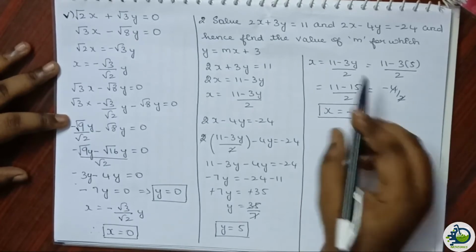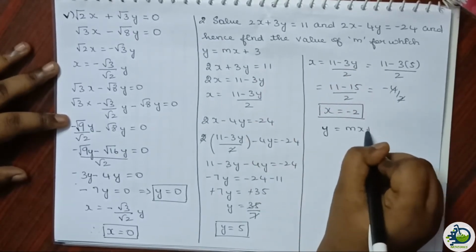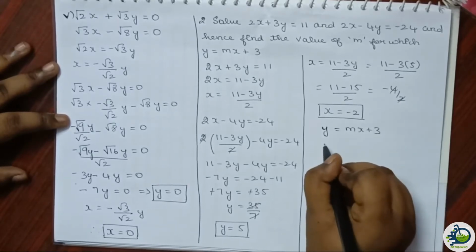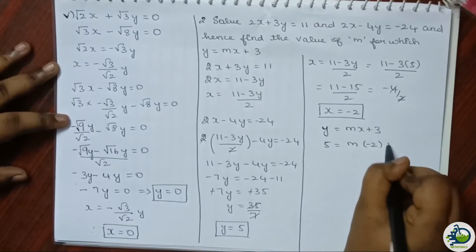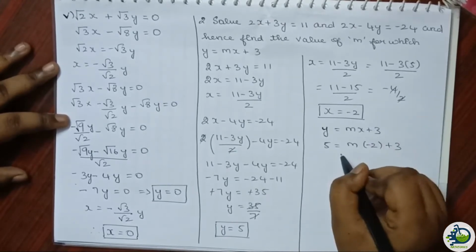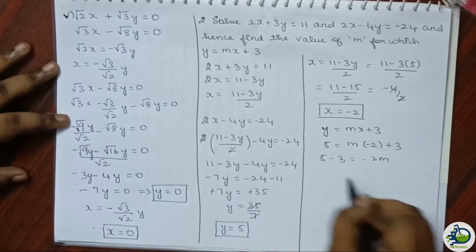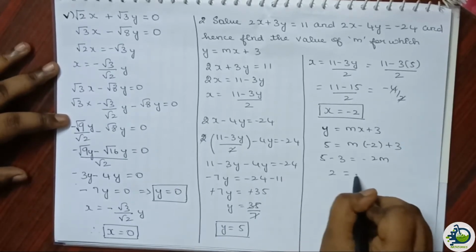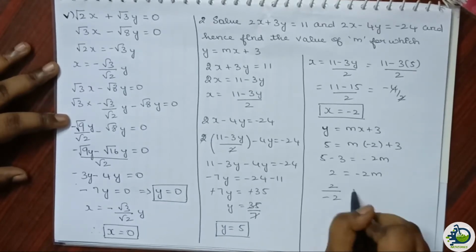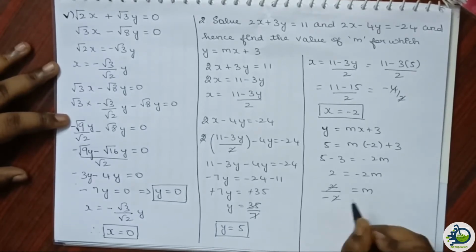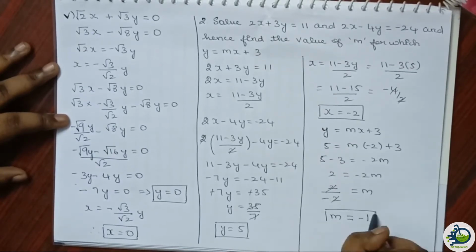Now we are going to find the value of m. We know that y is equal to mx plus 3. So instead of y, I am going to substitute 5, and instead of x, I am going to substitute minus 2, plus 3. So when this plus 3 goes to that side, it becomes minus 3. So 5 minus 3, which is 2, is equal to minus 2m. So therefore 2 by minus 2 is equal to m. So when we cancel these both, we are getting m as minus 1.